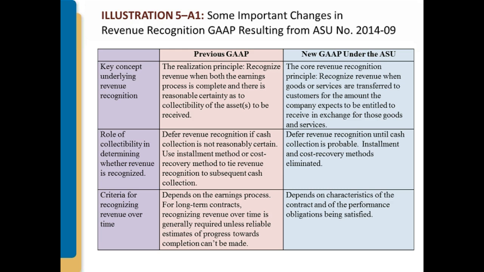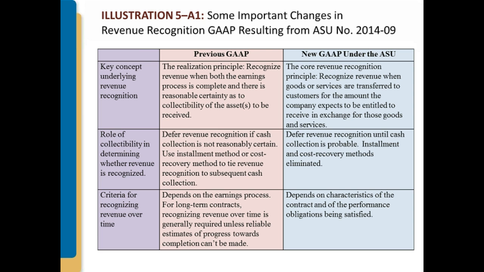And we've already talked about a few of these. So we've got the first line here. What's the key concept? We're used to the realization principle. And now, instead, we've got the core revenue recognition principle that we've talked about. Second off, we've got the role of collectability in determining whether revenue is recognized. In the previous GAAP, under the realization principle, we defer revenue recognition if cash collection isn't reasonably certain. And that would have us using the installment method or cost recovery method.